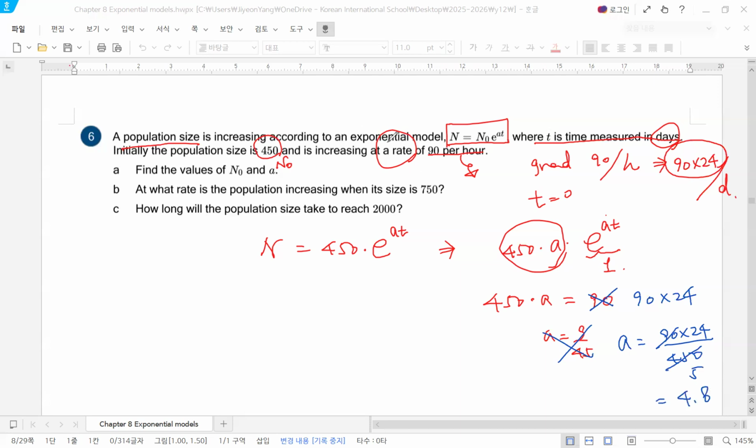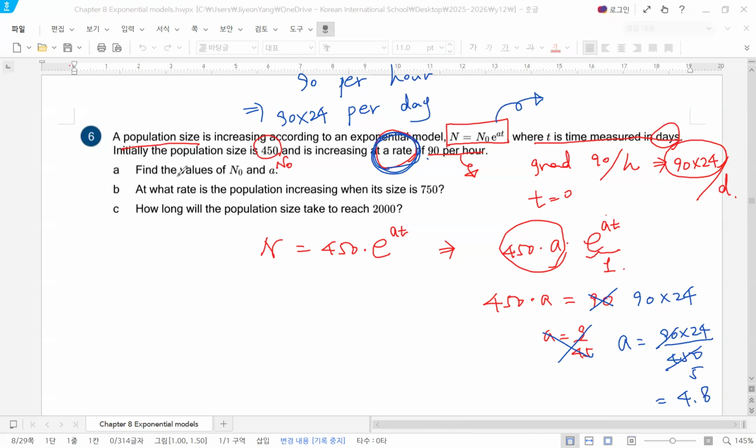Again, the increasing rate is given as 90 per hour, but we need to convert it per day because this model measures time in days, right? So you need to multiply by 24 to convert to a day.